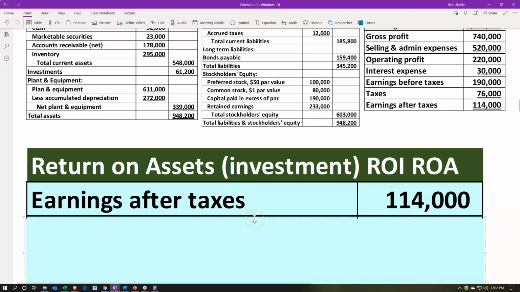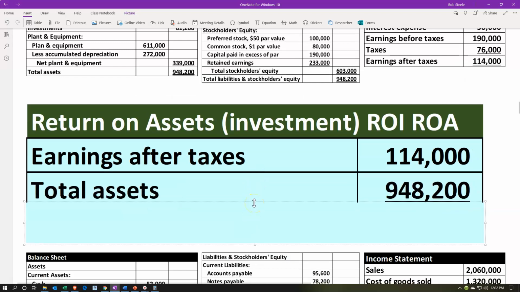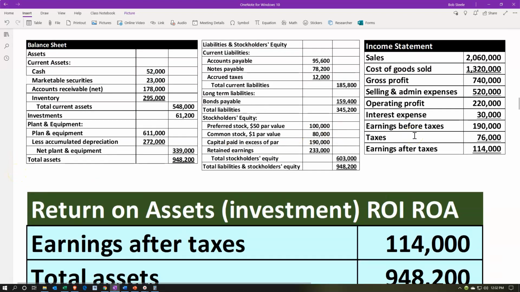So the income statement, earnings after taxes, is the 114. That's the net income in essence. Net income divided by the total assets. So net income divided by total assets. We have now an income statement number up top, balance sheet number down below. Timing difference between these two, income statement being a calculation for how we're doing over time, whereas the balance sheet is as of a point in time.